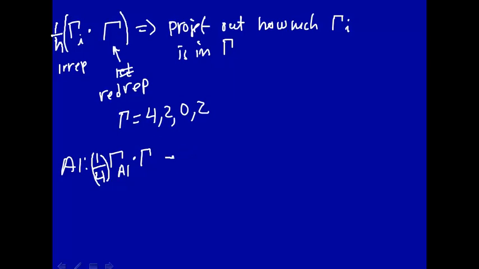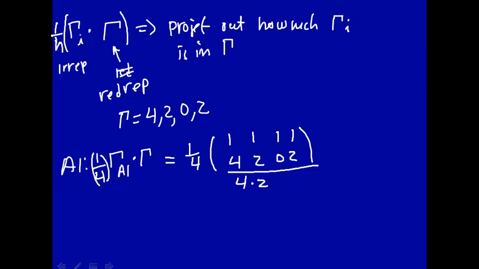So 1/4 times that, so that's equal to 1/4 times, let's see, A1 is totally symmetric, so that's all ones. And this is 4202. And so when we multiply this through, that's 4 plus 2 plus 0 plus 2, and that's equal to 8, and we divide that by 4, that's equal to 2. So within this reducible representation, there are two A1s.